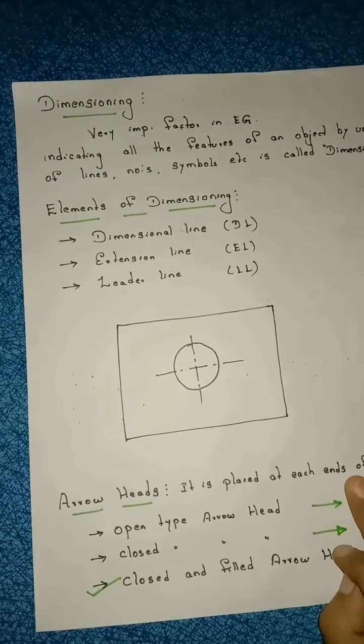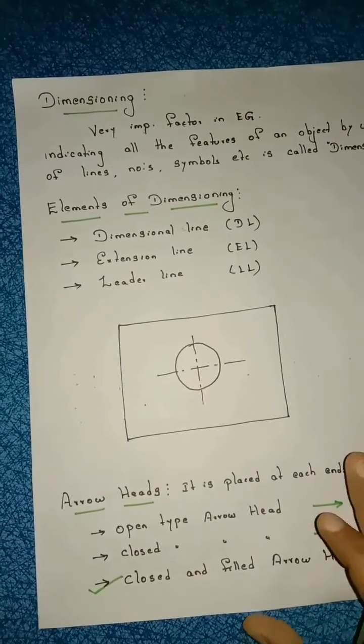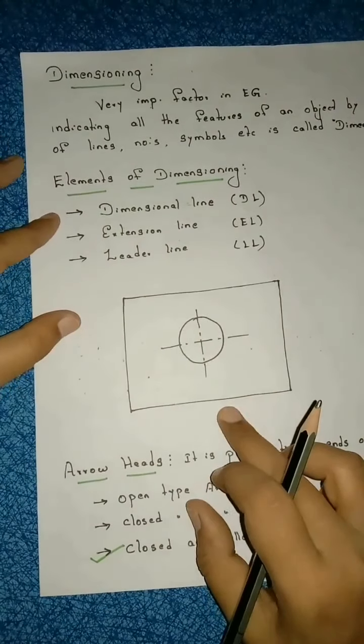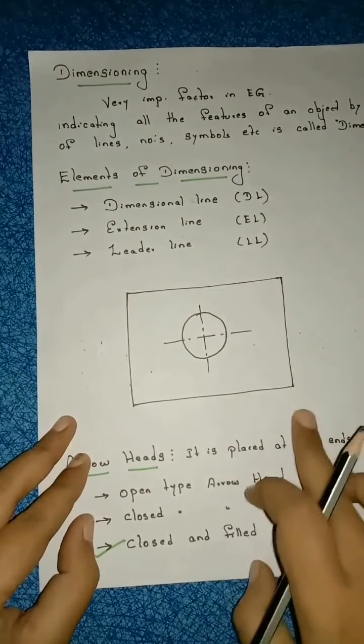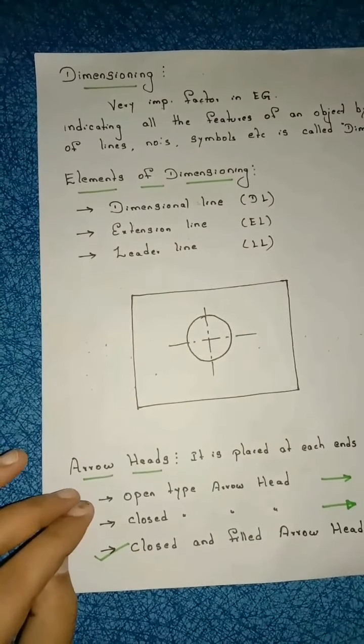Dimensioning is a very important factor in engineering graphics. So let us see how to mark dimensions. I am taking this as an example. Just simply I did this one: a square with a cylindrical hole.